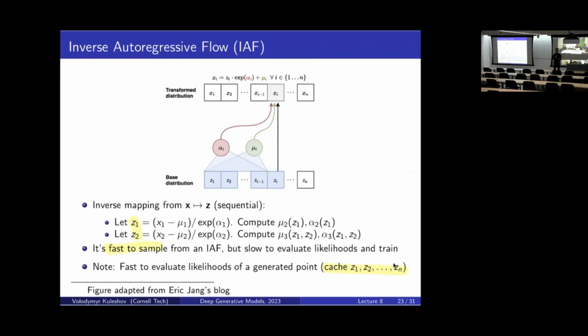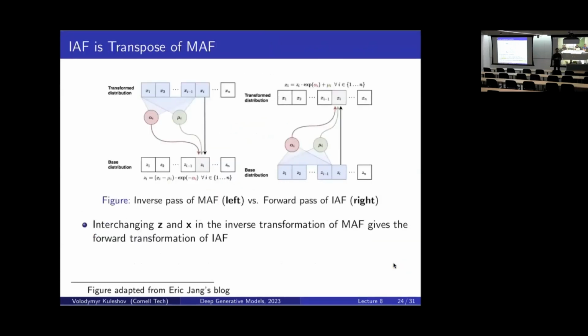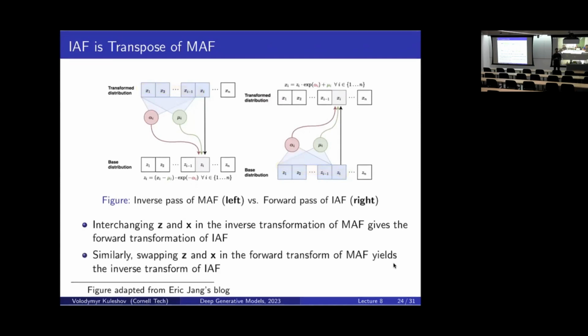Okay, but now this is an IAF. It's a different type of autoregressive flow model, and they're closely related. I'm saying that they're transposes because if you take the x's and the z's and flip the two rows, you would get the other model. So they're not the same. They're in a sense the transpose of each other, and they have complementary pros and cons.